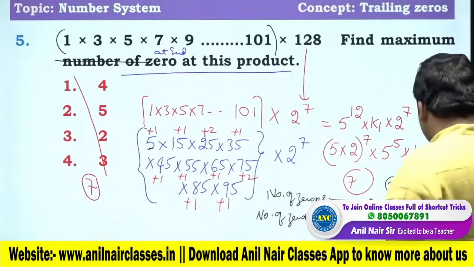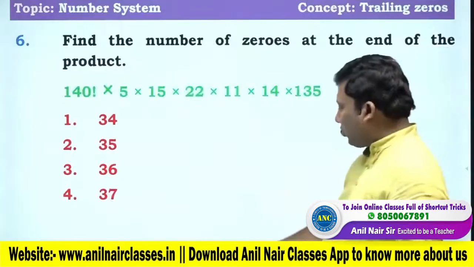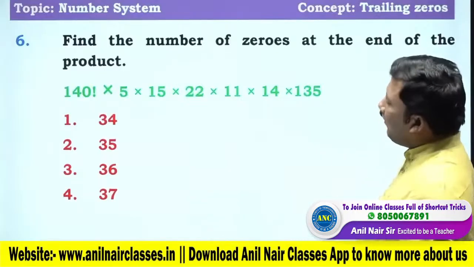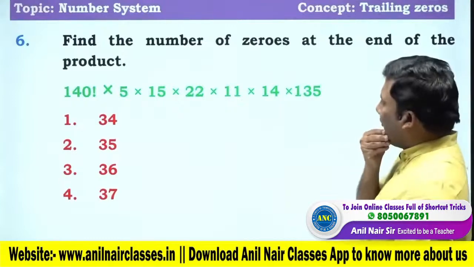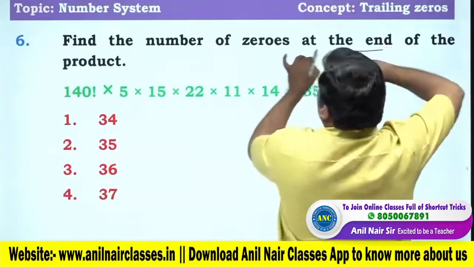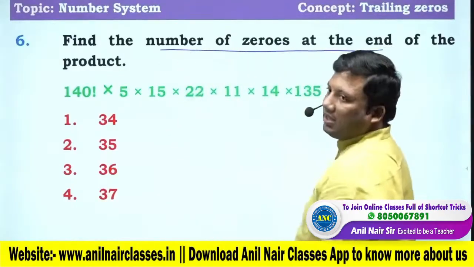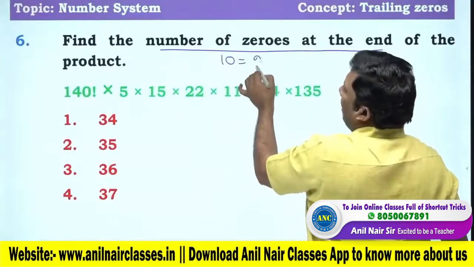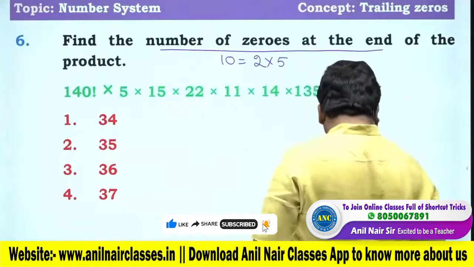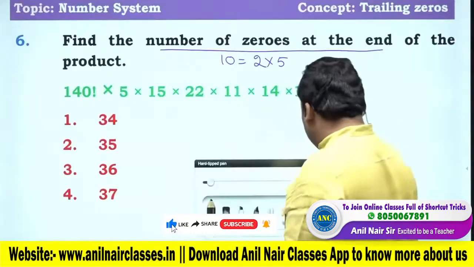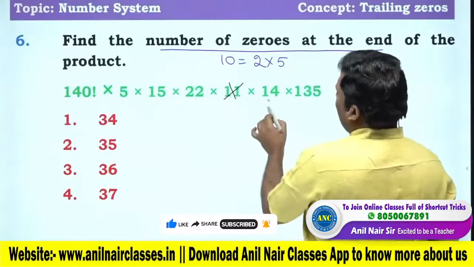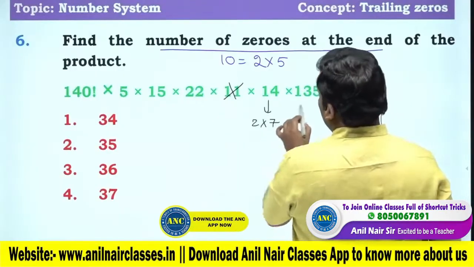Next question. Another beautiful question, sir. These are all calculation-based questions where you might make a mistake. 140 factorial into 5 into 15 into 22 into 11 into 14 into 135. It is clearly mentioned, it is the number of zeros at the end. It is the highest power of 10, which is the power of 2 and 5. I need the power of 2 and 5. Listen carefully, sir. 2 and 5. 11 I don't require. It is 2 into 7, I require.